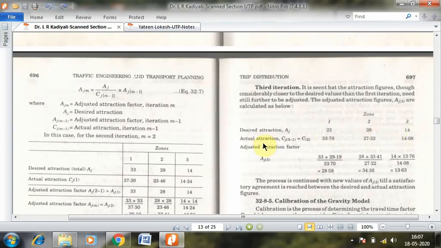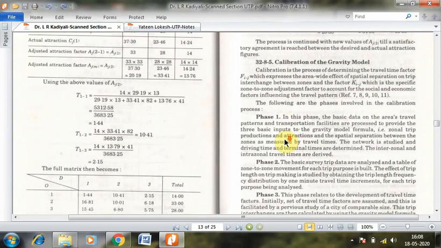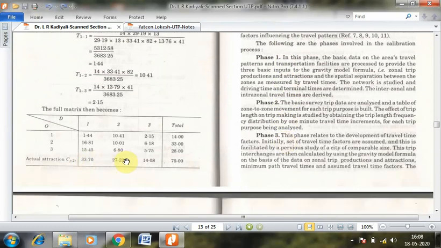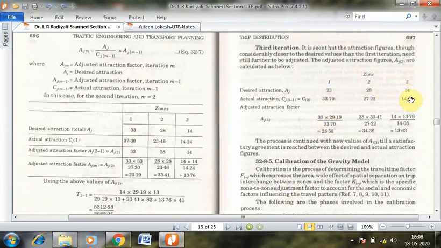Then the actual attraction factor here is Cj m minus 1. So this being the third iteration, the value of m would be 3. So Cj 3 minus 1 is C2. So whatever value of C2 we had got, that value needs to be entered here. So that C2 is 33.70, 27.22 and 14.08. That should be entered here.